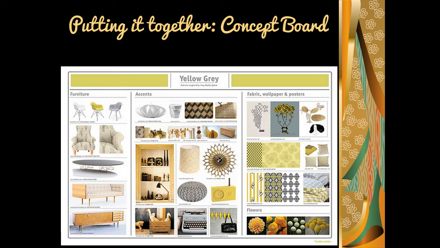So this is my favorite combination right now, yellow and gray. I actually found this concept board on Pinterest, and it's divided into a couple different quadrants, which is your furniture, your accents, fabric, wallpaper, and posters. And even though a lot of times people think it all has to match and look the same, when you have the variation of lines and textures and patterns, it creates really, really good design. So you'll have the opportunity to do that at the end of this module.